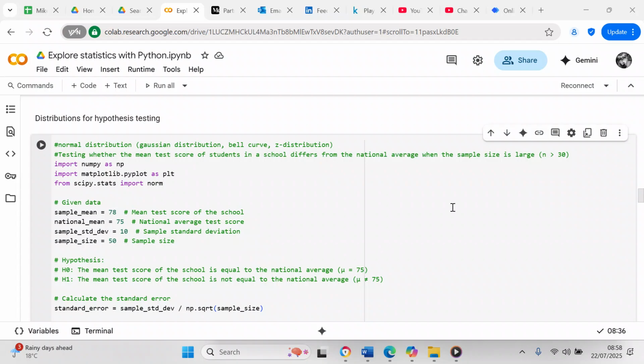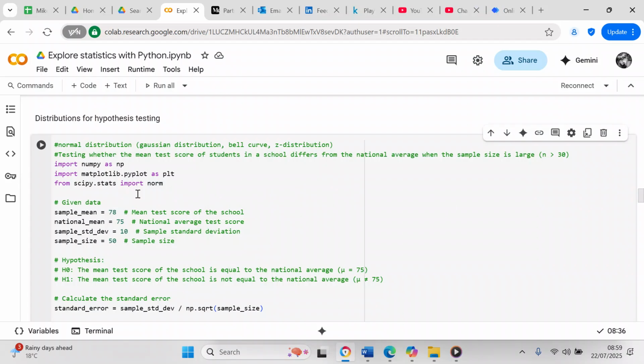So we're going to give you a practice question to help you understand how to use the normal distribution in our hypothesis testing. We're going to test whether the mean test score of students in a school differs from the national average when the sample size is large, meaning the sample size is greater than 30. We're going to answer this question by writing a program in Python, and we're going to import 3 libraries to do it.